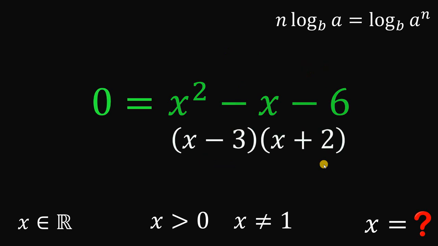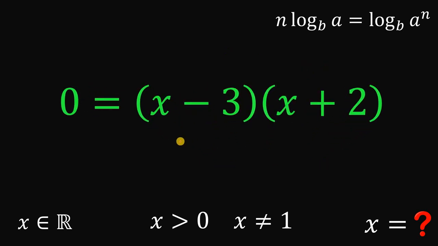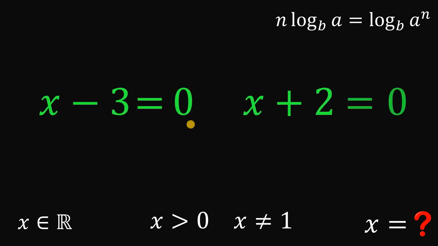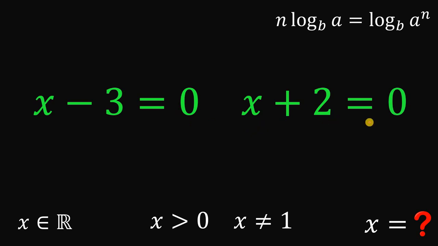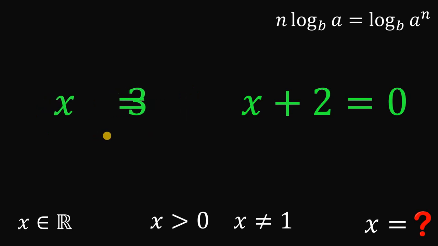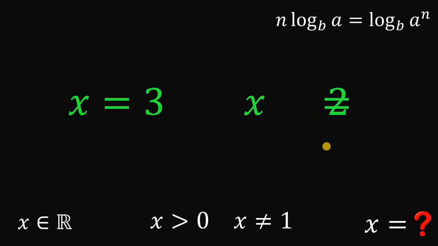So let's use this factored form. Now, since it is equal to 0, using the zero property, we can say that x minus 3 equals 0, or x plus 2 equals 0. Now, using this first case, to solve for the value of x, let's add 3 on both sides. This will give us the value of x as 3. On the second case, to solve for the value of x, let's subtract 2 on both sides. This will give us the value of x equal to negative 2.